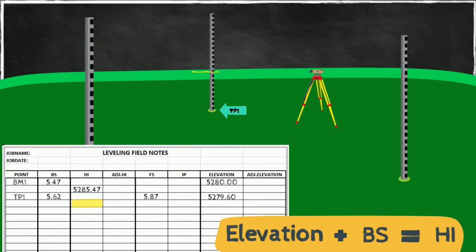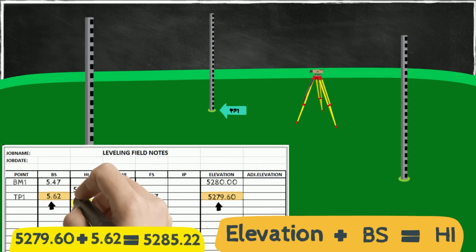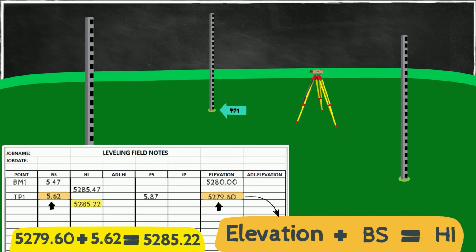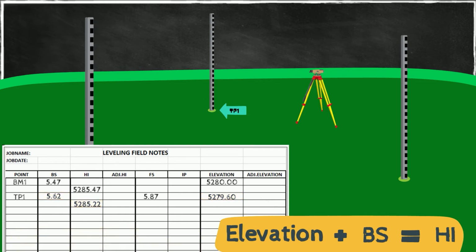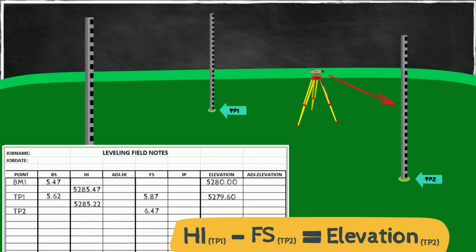So this height of instrument equals this elevation plus the backsight reading. So this elevation plus this gives us that. Down here you have the equation. Now we turn the instrument around and take a foresight reading, and we record it here next to the name of that point, TP2. Now we have this foresight reading.